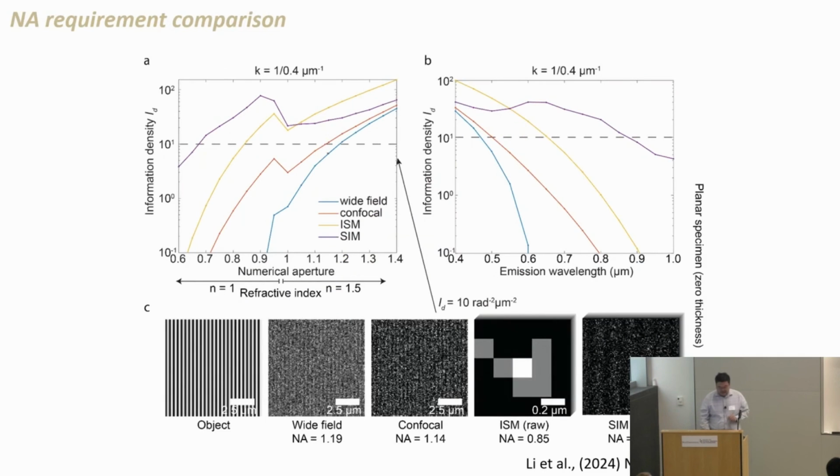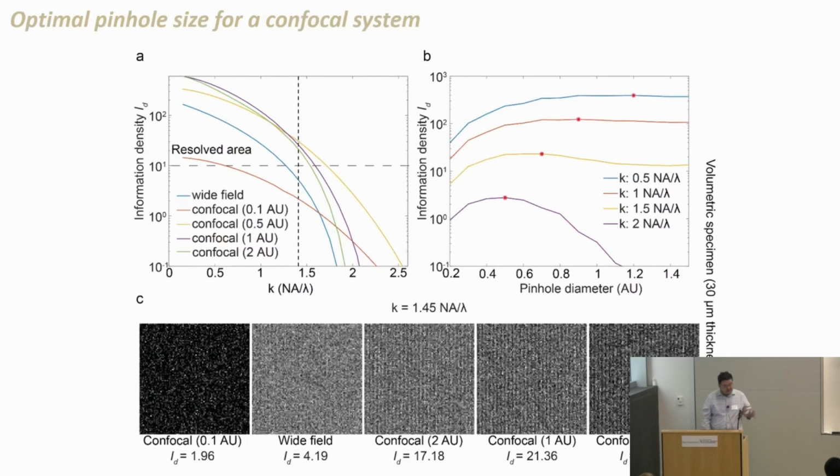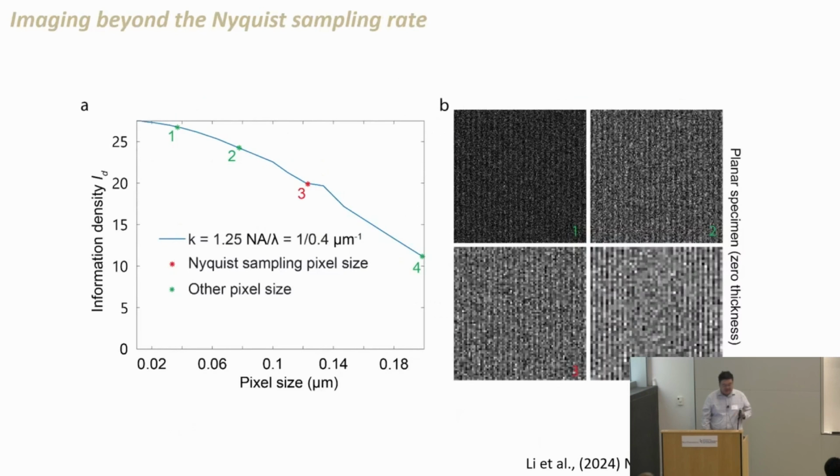I will just skip ahead. The NA requirement can also be demonstrated. You no longer need oil immersion, but you can use air because you have more resolving efficiency in super resolution. Pinhole size can be evaluated. You can even go beyond the Nyquist sampling rate, which actually gives you an efficiency boost on information density.